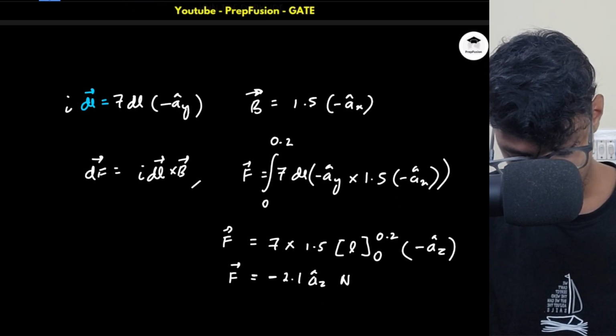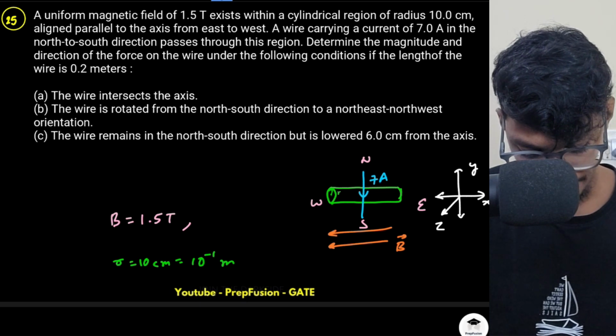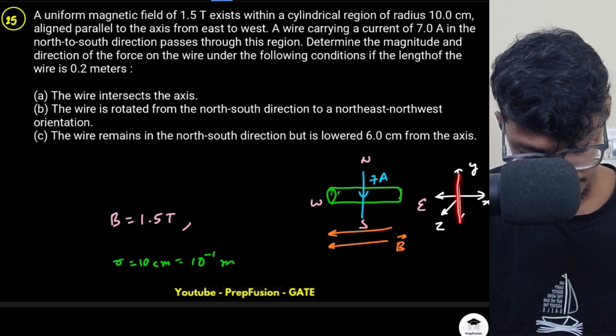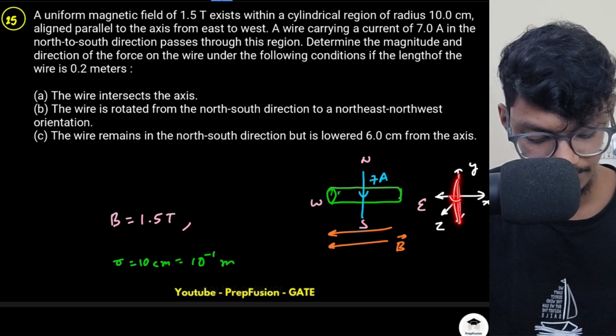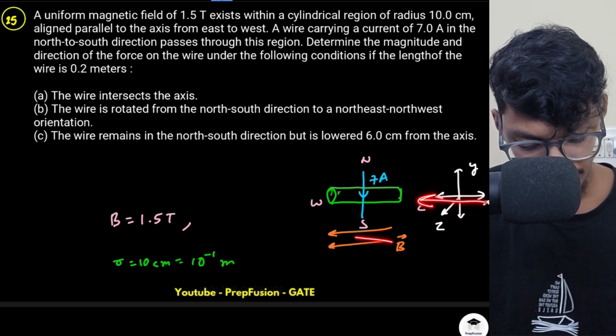Why is this the minus AZ cap direction? You can understand this intuitively as well. Here, what is happening is it is going from north to south, so I am in the minus AY cap direction. My current element is in the minus AY cap direction. Electric field is in the minus AX cap direction.